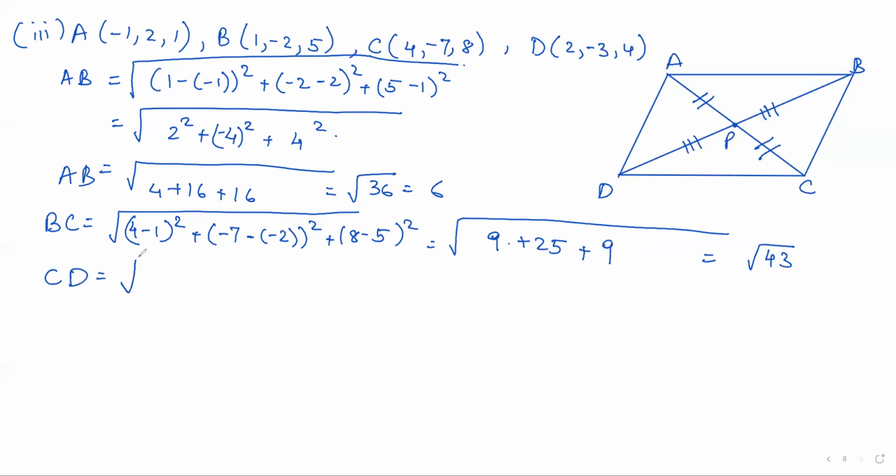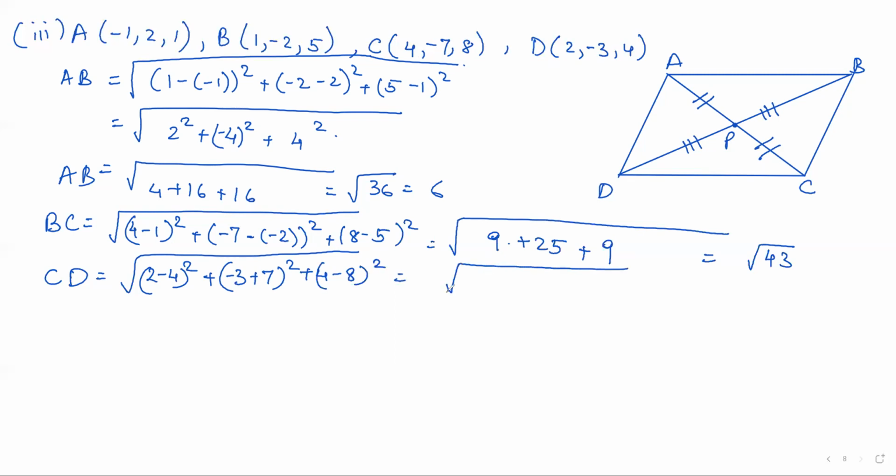CD is equals to root of 2 minus 4 whole square plus minus 3 minus of minus 7, so minus 3 plus 7 whole square, plus 4 minus 8 whole square. This is equals to root of 2 minus 4 whole square is minus 2 square, which is 4, plus minus 3 plus 7 is 4 square, which is 16, plus 4 minus 8 is 4 square, which is 16. Again, it is root 36, which is 6.